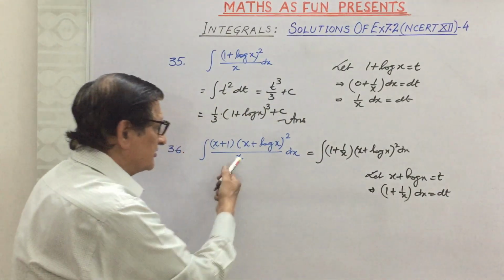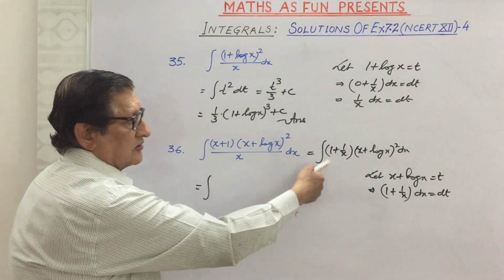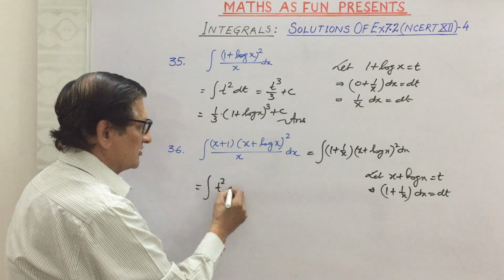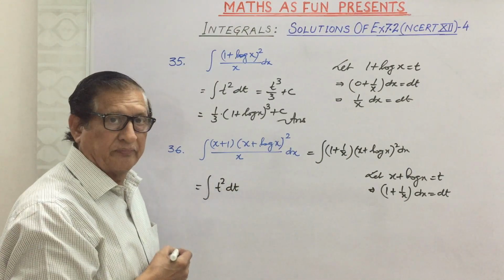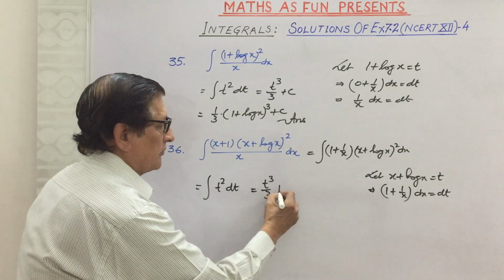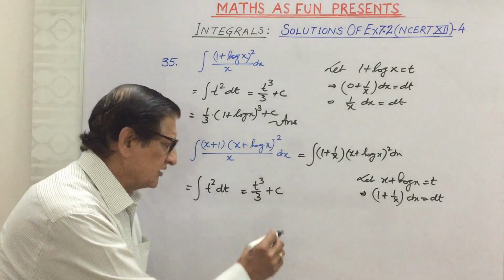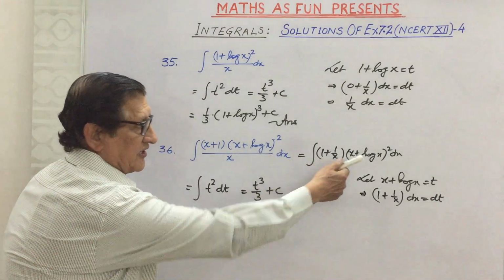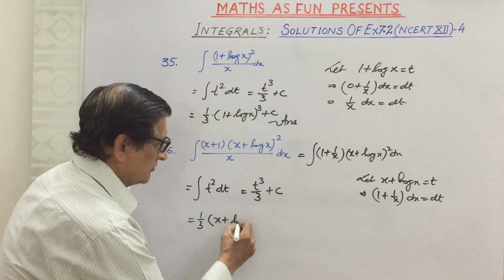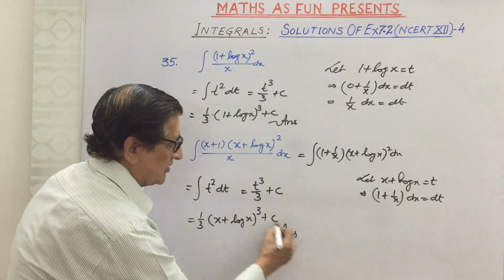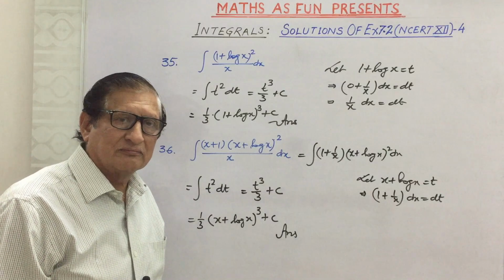And applying this here, we get this is dt and this is t square. So this is t square dt. The integral of t square is t cube by 3 plus c. Substituting the value of t here, we get 1 upon 3, t is x plus log x whole cube plus c, which is the answer to the problem.